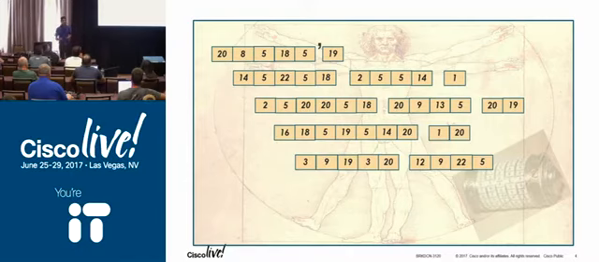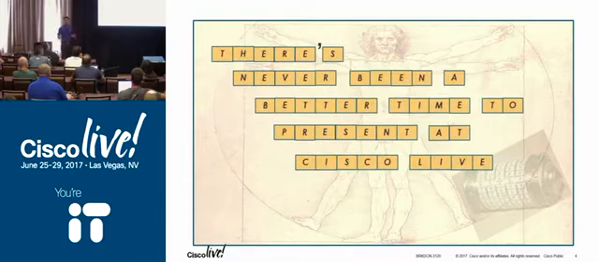Okay, let me decode that for you. There's never been a better time to present at Cisco Live. A very simple form of encryption, guys, I used over here. Each and every alphabet in the English letters, I just assigned to the corresponding number.